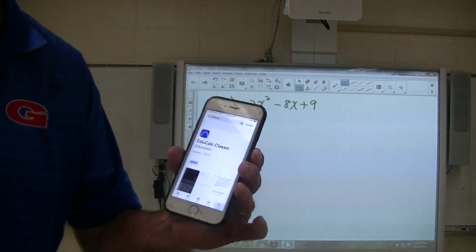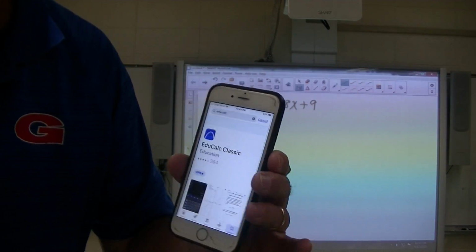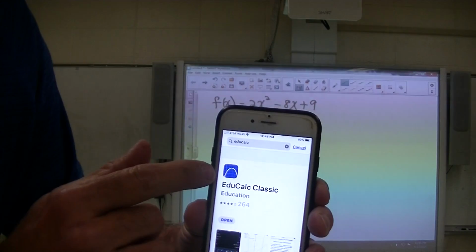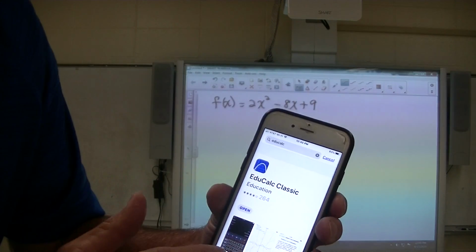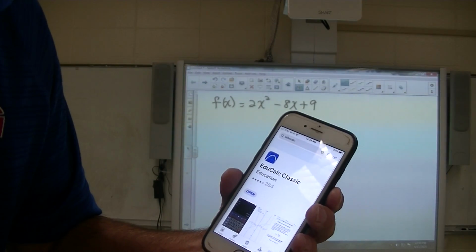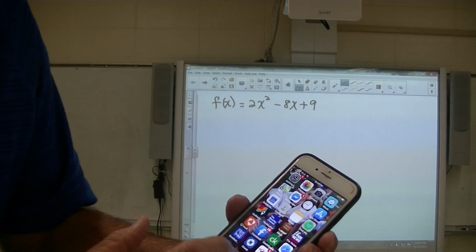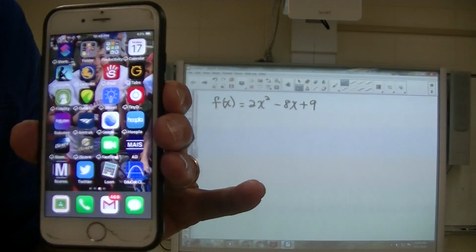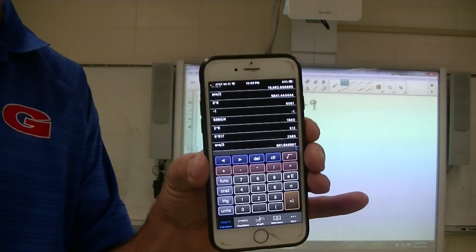So I'm in the App Store now, and I hit this little search deal right here, and I type in EduCalc, E-D-U-C-A-L-C, EduCalc. And what comes up is this little blue thing right here with a little curve on it. It says open on mine because I already have it. So you download that for free, and then you're going to have this app. That's what the calculator looks like, and the app is going to look like this on your phone, the same little blue thing with a little curve going down. When you open it, you're going to have this. So I want y'all to download that now.